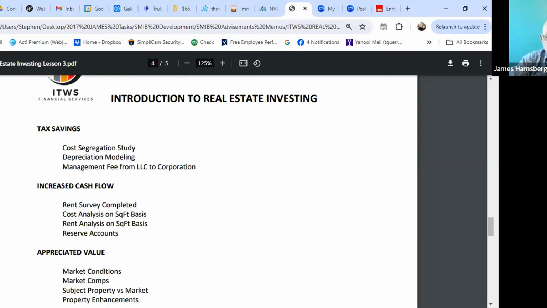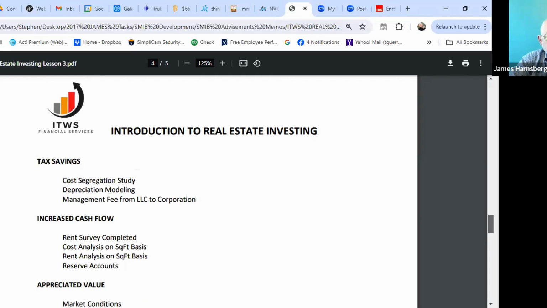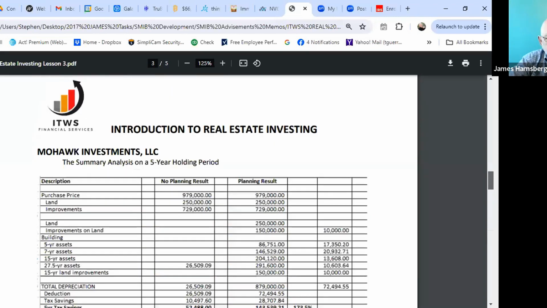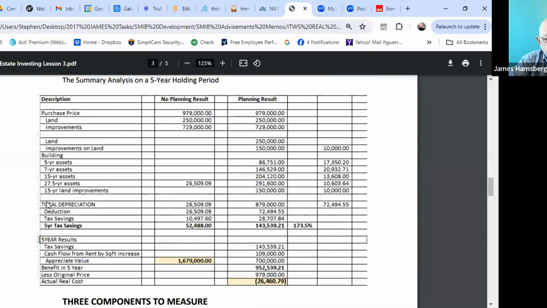So let's talk about the cost segregation study. We have an engineering company called CSSI that does all of our cost segregation studies nationwide. And they come in and they take the property and they divide it into these different asset groups. So we're taking the building of 729,000 and we're subdividing it into taxable groups, 5-year, 7-year, 15-year, 27.5-year. And then land improvements are 15-year.